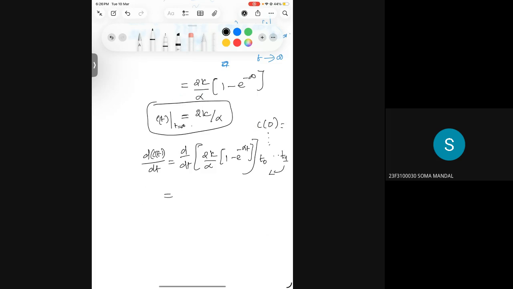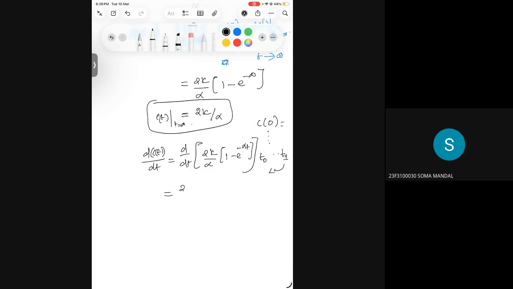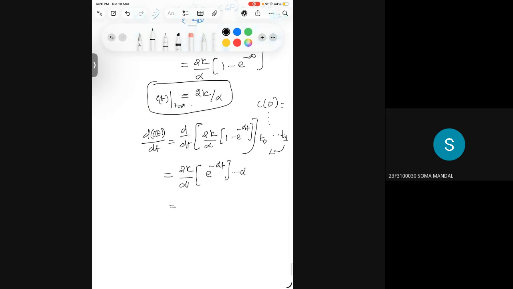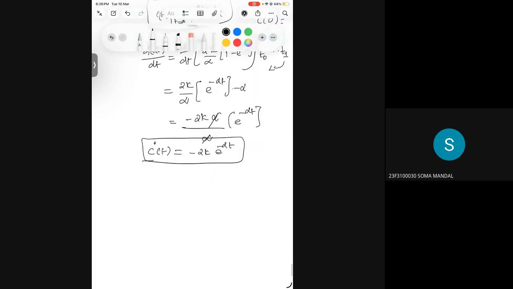If I differentiate this, t is not there, so this is considered to be a constant. 1 is 0. So e power minus alpha t into minus alpha is going to be your derivative. This can be written as minus 2k alpha divided by alpha into e power minus alpha t. Alpha will get cancelled, giving 2k e power minus alpha t, your c dot of t.